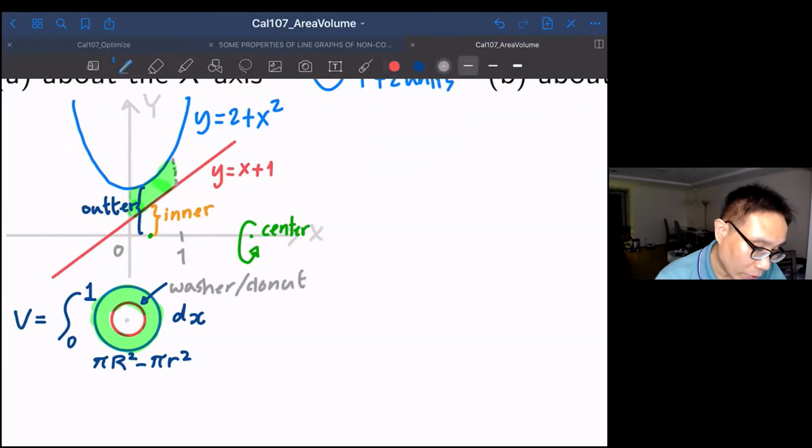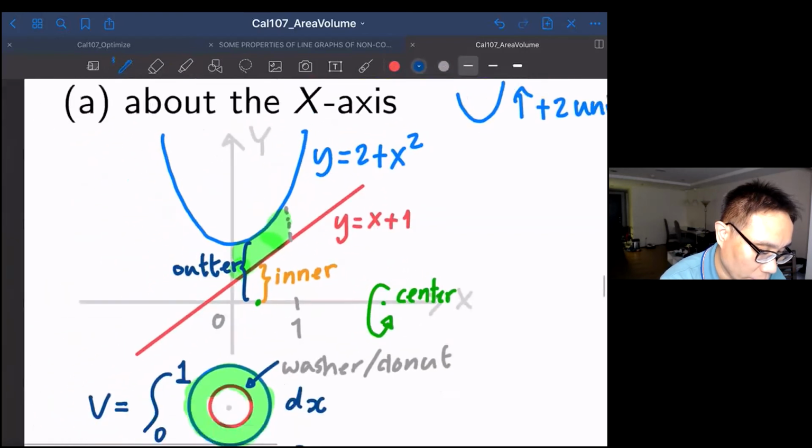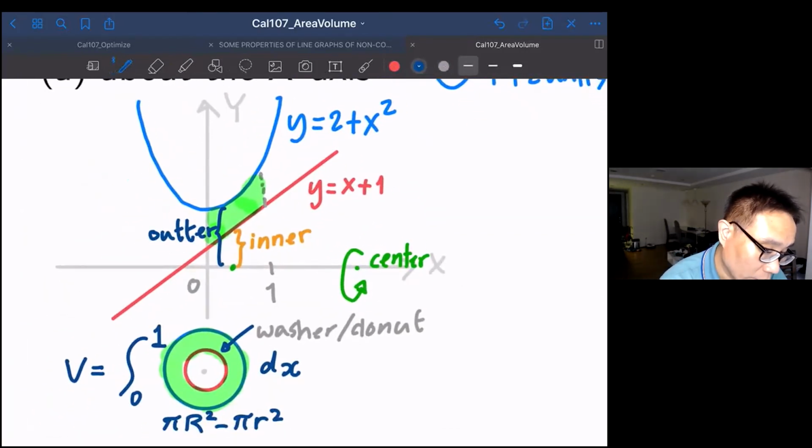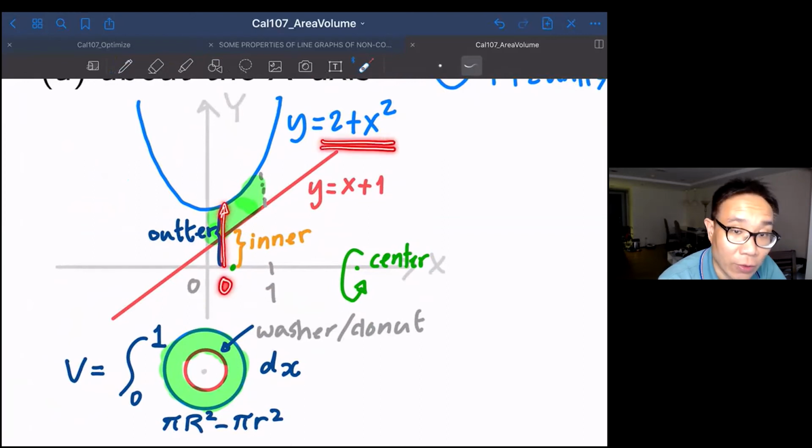Okay, so you're just going to integrate from 0 to 1, and you have to find the outer. What will be the outer? The outer turned out to be measured from here to this curve. So it's going to be from 0 up to 2 plus x squared.